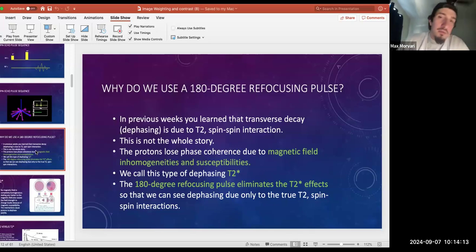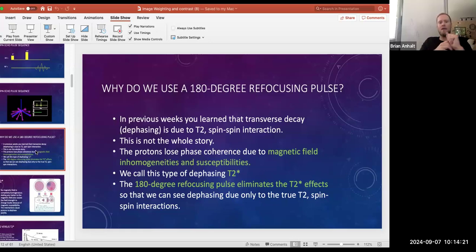Brian, correct me if I'm wrong, but T2 star is pretty much something that we don't want to happen, but it's something we can't control. We can think about it that way. And spin echo, yeah, we can think about it that way. We do utilize it sometimes, but we'll get there. So yes, if you want to think about it like that, that's perfectly fine for now.